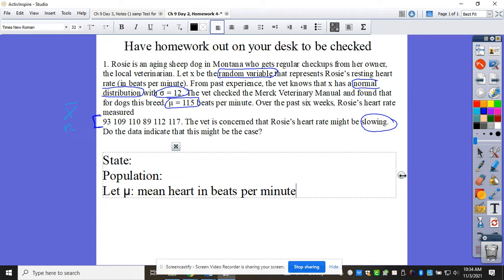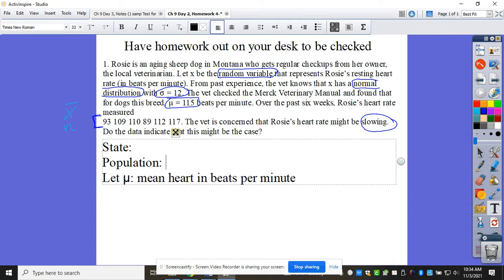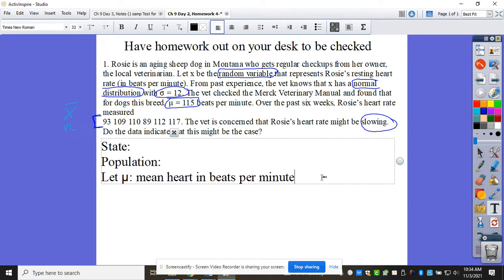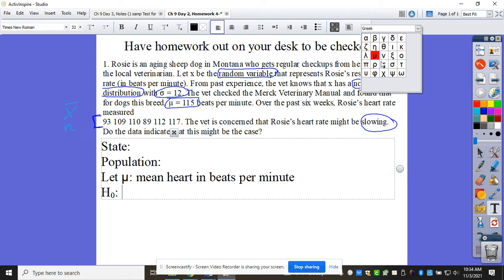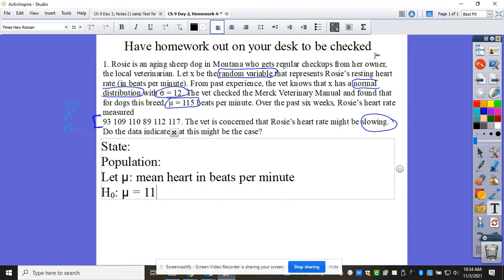So if it's for Rosie the sheepdog, I could actually write that as my population. And just say, I might even come back to that when we talk about it in a condition and finish that out. So what is my null hypothesis? So you will want units there if it gives it to you.